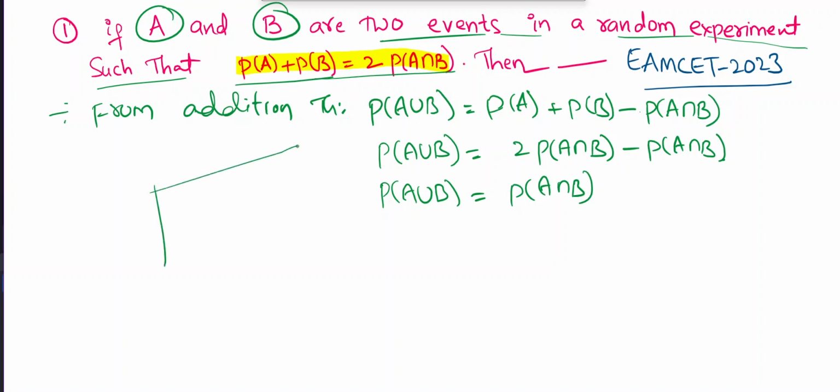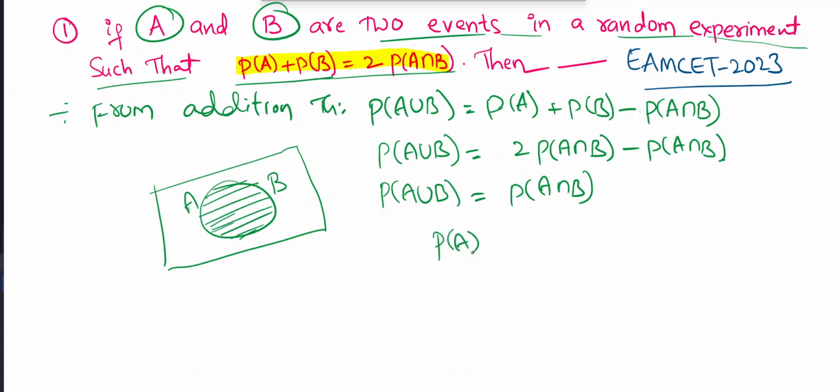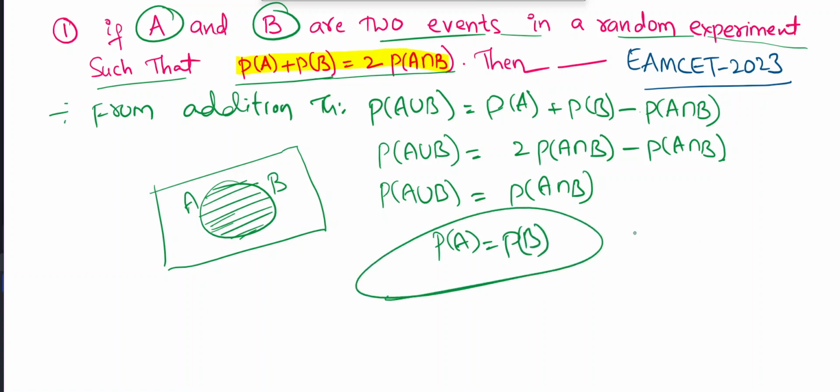This is the random experiment. Here is the set A. So this is set A and this is also set B. Here A union B is equal to A intersection B means both the sets are the same. That means P of A is equal to P of B. That is the required answer. If P of A union B is equal to P of A intersection B, both the sets are equal sets, that is P of A is equal to P of B.